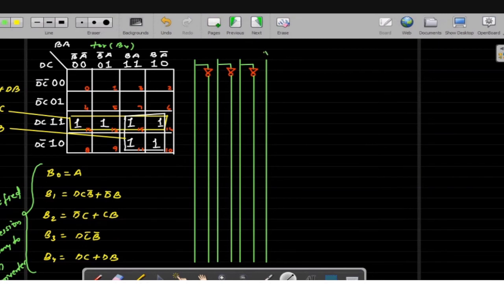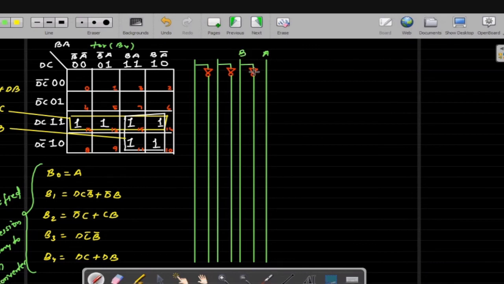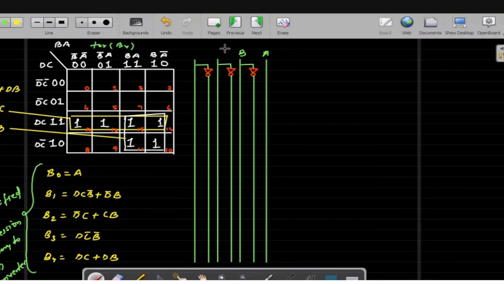This is A. This is B, and of course this is B bar. This is C, and this will be C bar because it is passed through a NOT gate. So you will have a C bar line, and similarly we will have D and D bar lines.